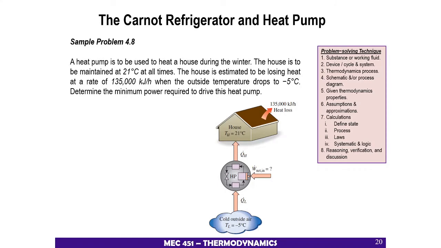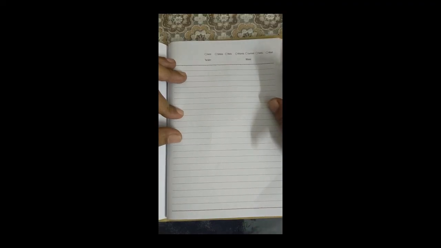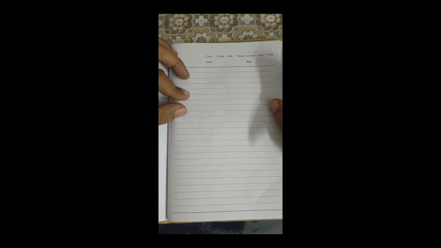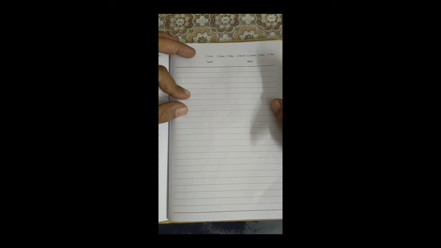Sample problem 4.8. A heat pump is to be used to heat a house during the winter. The house is to be maintained at 21 degrees Celsius at all times. The house is estimated to be losing heat at a rate of 135,000 kilojoule per hour when the outside temperature drops to -5 degrees Celsius. Determine the minimum power required to drive this heat pump.